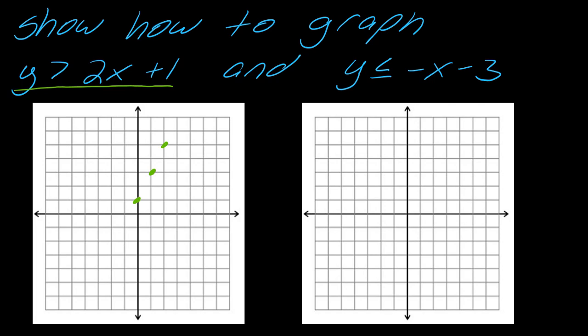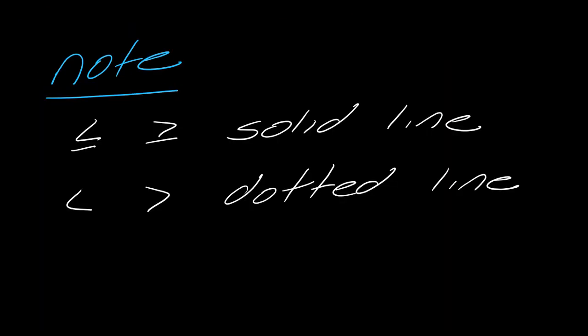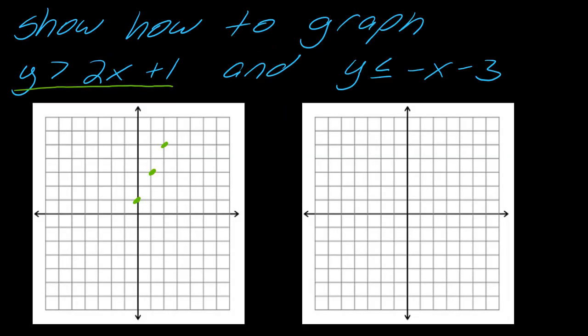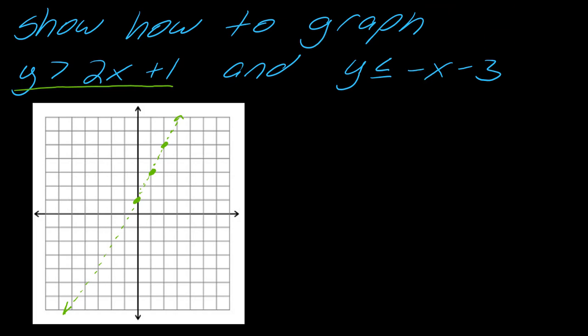Here's the thing to remember with this. Whenever you have less than or greater than, you use a dotted line. And if it's less than or equal to or greater than or equal to, you use a solid line. With that in mind, the shape of this line is going to require that we use a dotted line. So hopefully this is nice and clear. Okay, let me get rid of this graph for a second.